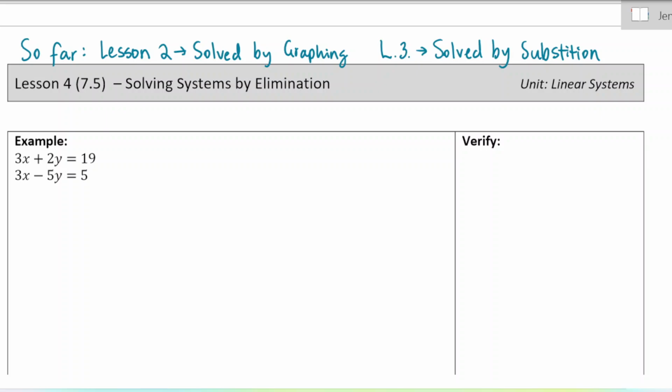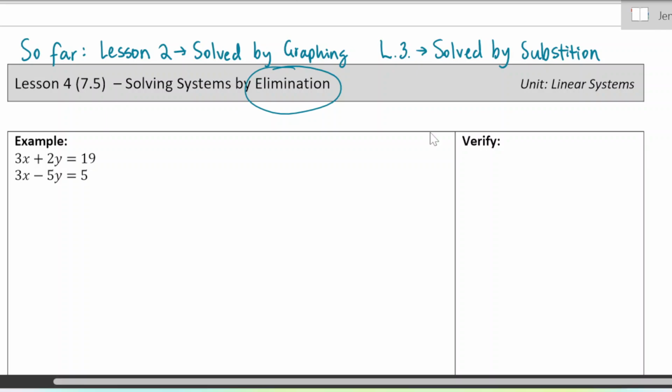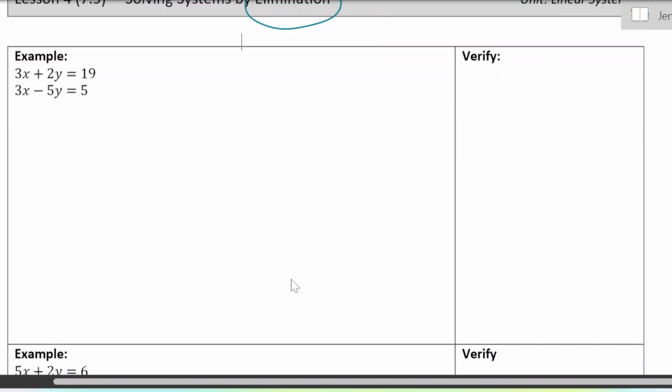Today we're going to learn the third and final way to solve a linear system, and this one is actually my favorite. It's sometimes the fastest way, but depends on how the equations are set up, and we'll talk about that. But this is the last way, and it's also an algebraic method, so there's no graphs today. It's just going to be straight algebra, and we're going to be solving linear systems using elimination. We're also going to be verifying our solutions. You should always verify whenever you're solving equations, just to make sure you didn't make any small errors.